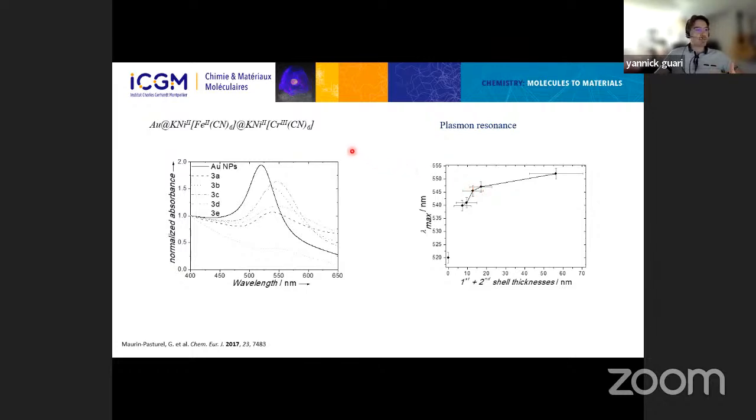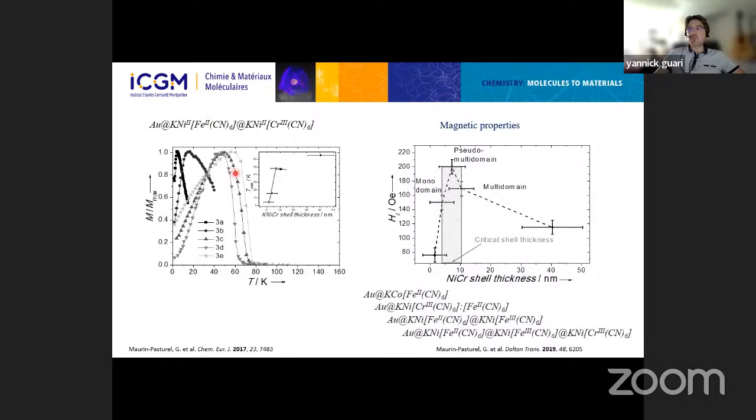The optical properties of the core-shell nanoheterostructures thus depend on the shell thickness. However, it also depends on the Prussian blue analog nature, as the effect is more pronounced for the double shell structure that I'm showing here, compared to the other example I mentioned where we have only one shell of nickel iron Prussian blue analog.